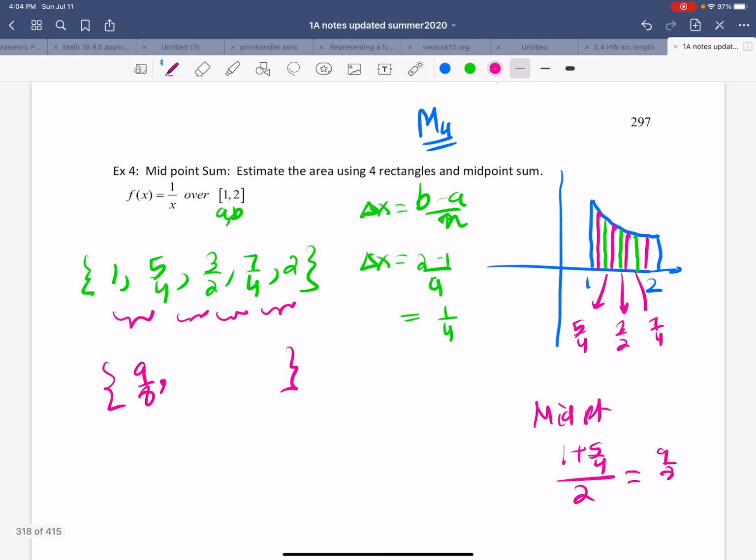The next midpoint would be for 5/4 and 3/2. So add them up and divide by 2. 5/4 plus 3/2 divided by 2 would be 11/8. And the next we have 3/2 plus 7/4 divided by 2. That would be 13/8. And then 7/4 plus 2 divided by 2 would be 15/8. So we found all the x values in the middle, where I need to calculate the heights for the area.